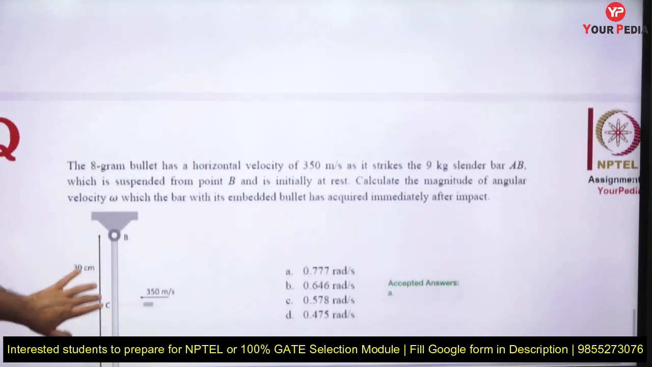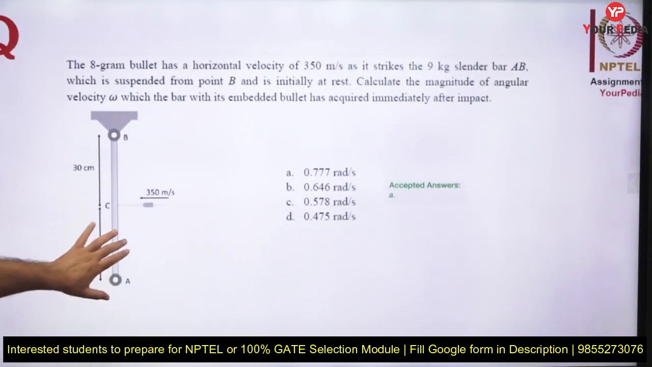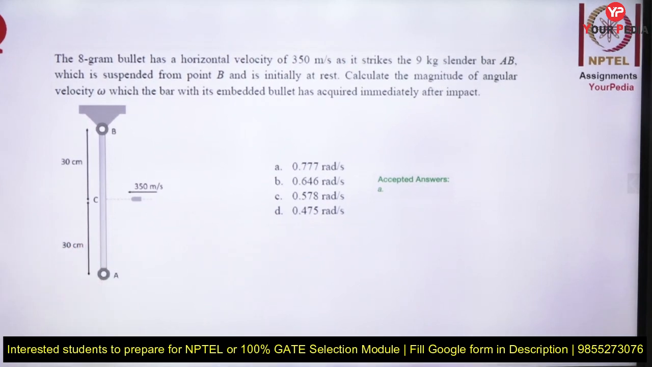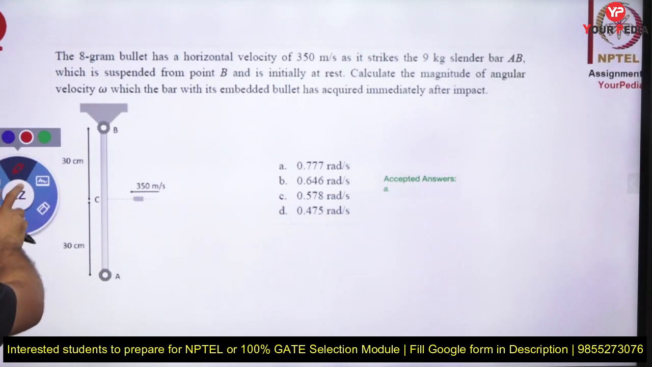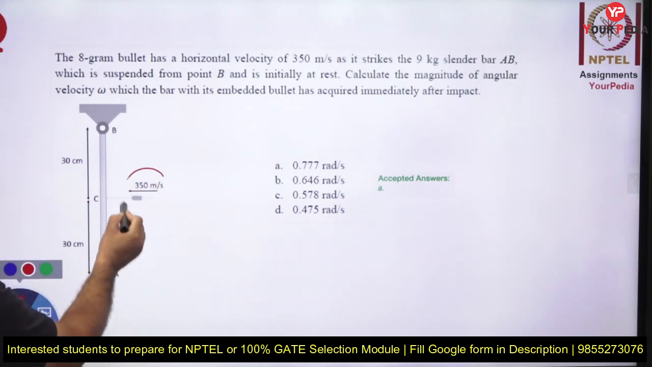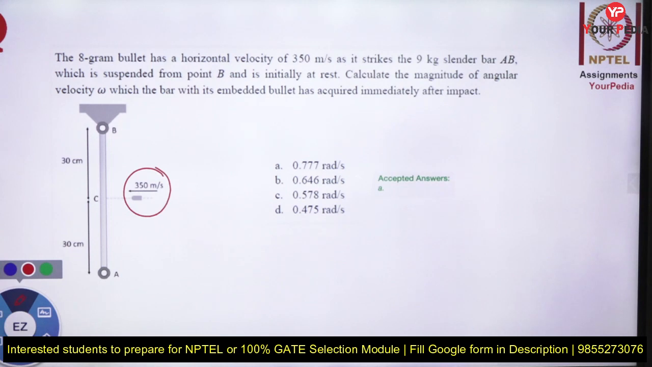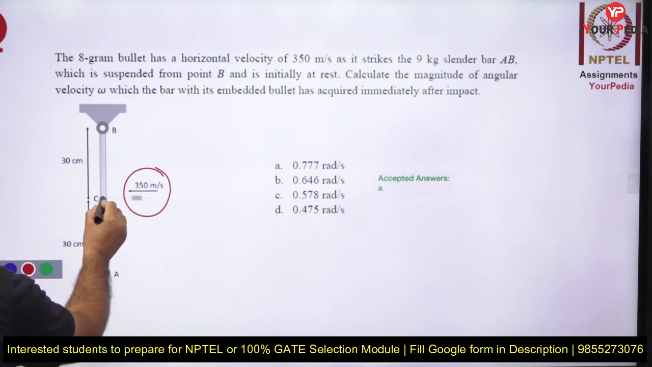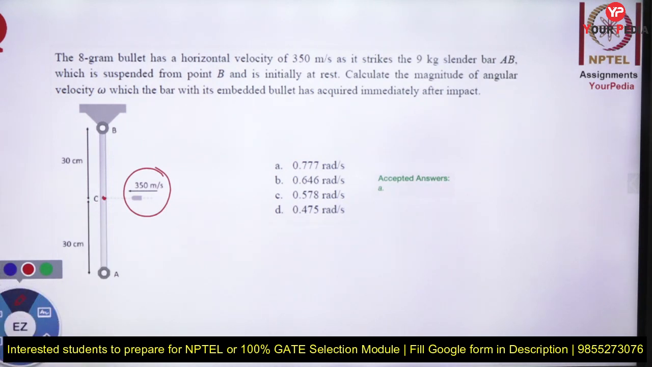Okay, let's go for the last question now for this particular lecture, for this particular assignment. This is the question which is given to us. There is an 8-gram bullet which is moving with a velocity of 350 meter per second, and it hits the cylinder bar at its centroid, center of mass, somewhere here.